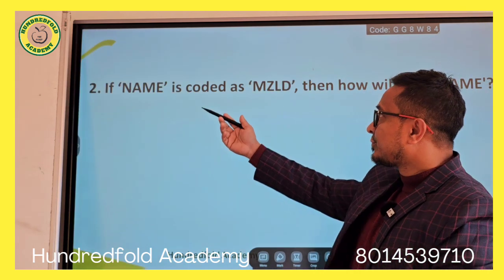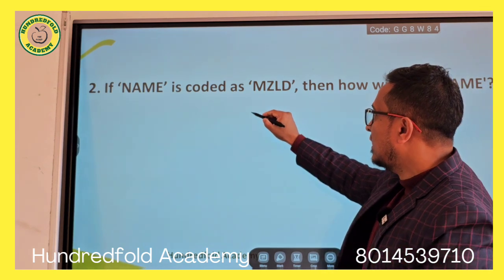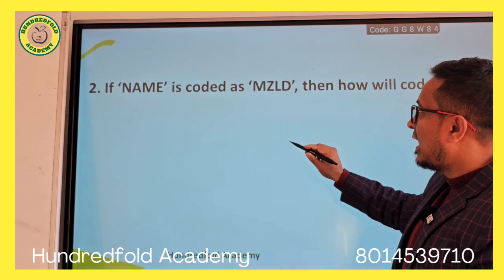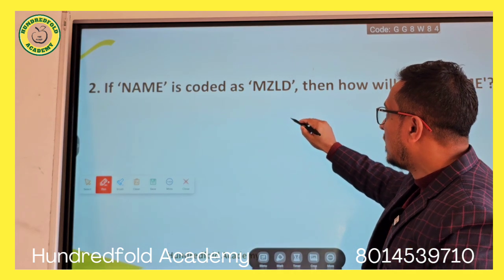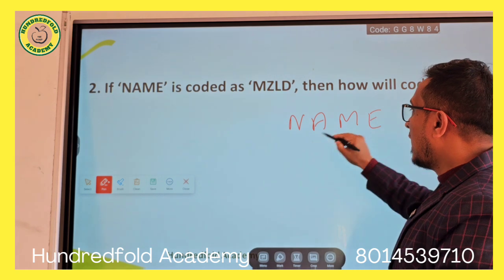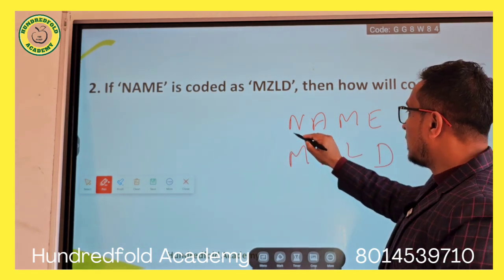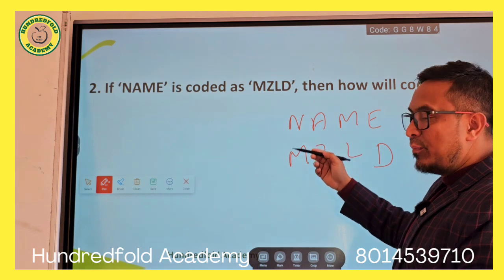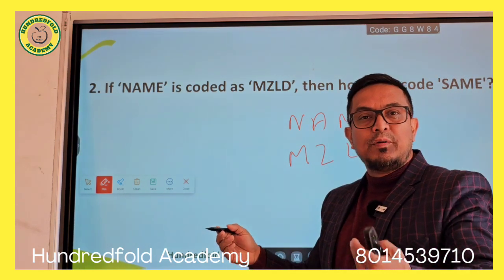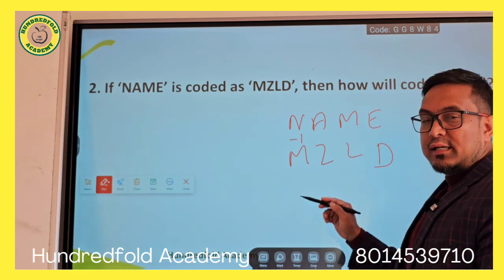Let's say name is quoted as MZLD. So the same thing you will do with name, as it is quoted as MZLD. So you go NAME and MZLD. So let's see M. M is one letter before N. So it is -1. A becomes Z.